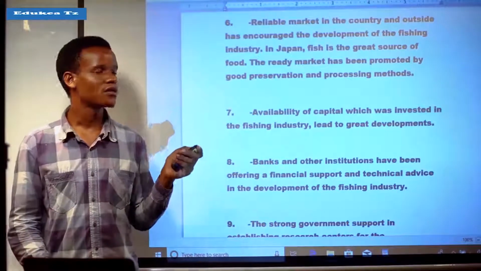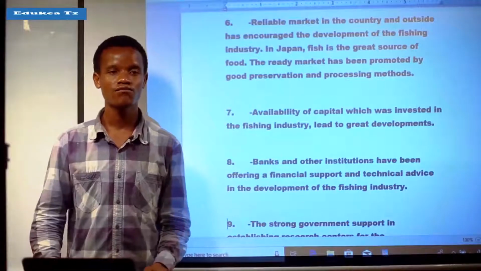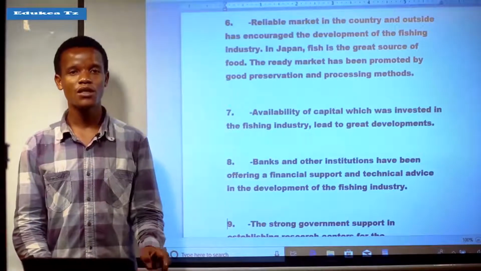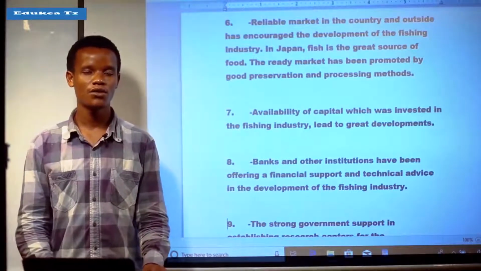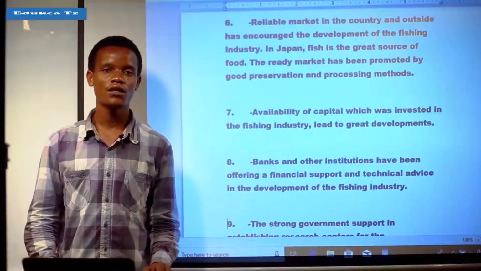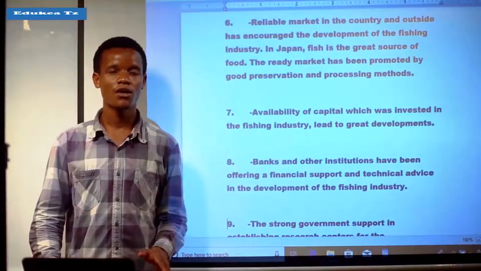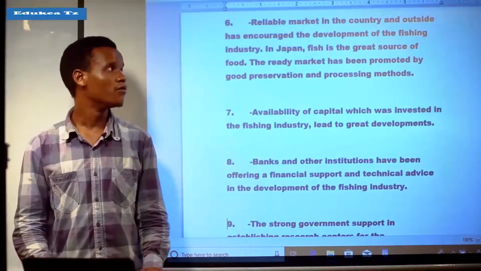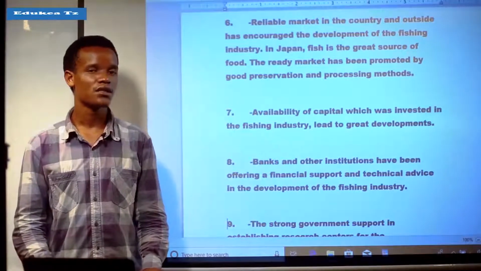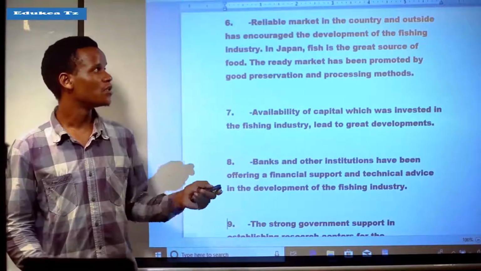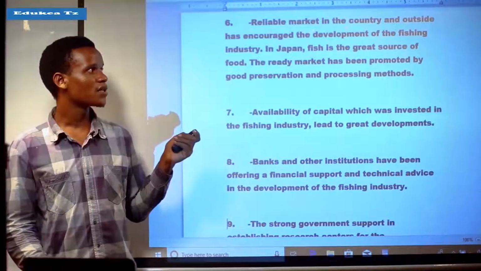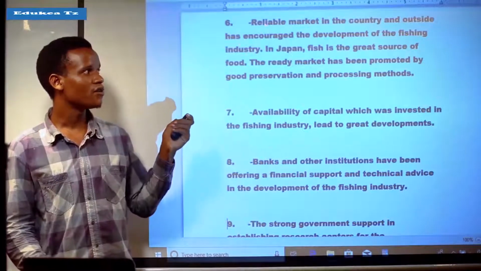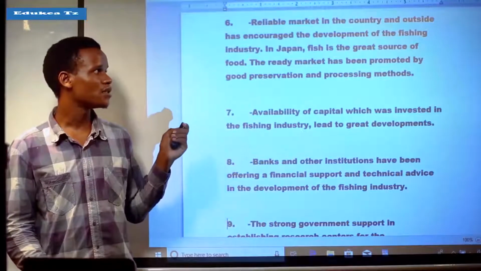So a reliable market, also the country of Japan having enough market, both internal and external. The availability of the internal and the external market contributed much to the development of the fishing industry in Japan. So the reliable market in the country and outside has encouraged the development of the fishing industry in Japan.